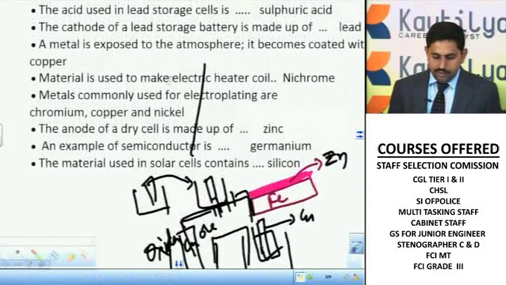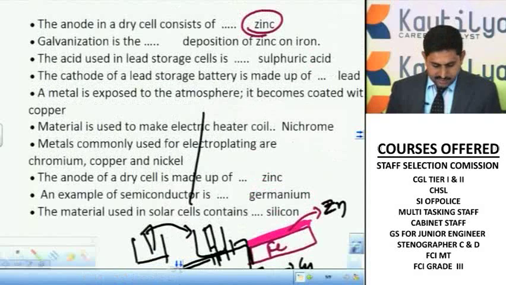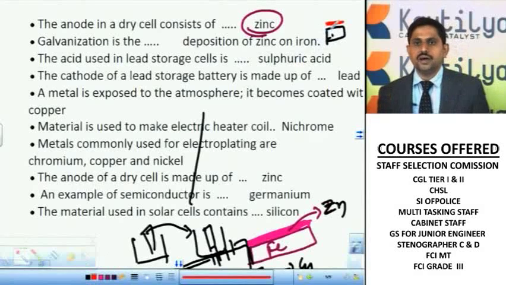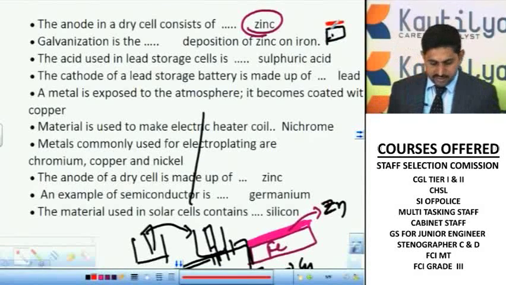Now, galvanization is a process of coating zinc over iron. That is, on the iron we coat one layer. If that layer is zinc, then it is called galvanization. The process of coating zinc over iron is called galvanization.